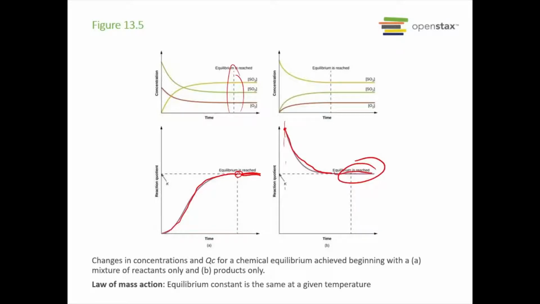So this also gives us the law of mass action. That's kind of a cool sounding law, and that is that the equilibrium constant is the same at a given temperature. So it doesn't matter how much of your reactants and products you may have. Once you reach equilibrium, your equilibrium constant is the same.